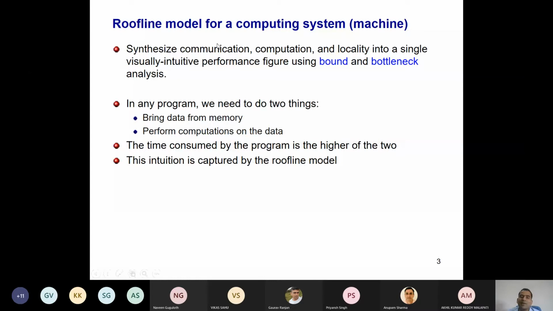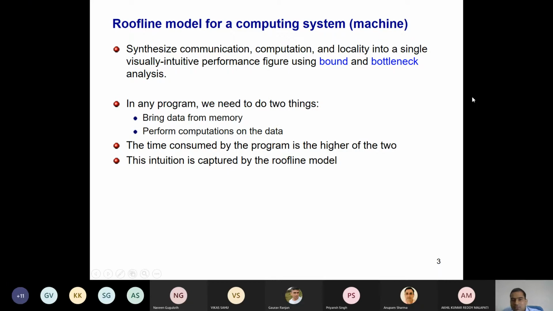So what is a roofline model? Roofline model is a simple, mathematical abstraction. Here the whole idea is to do bound and bottleneck analysis. That means what is the upper bound of the performance for a particular system. Suppose I purchase this machine or my laptop. I don't know which application I will run, but at least I should be able to find out the maximum performance I can get from this system. That is the idea of roofline model.